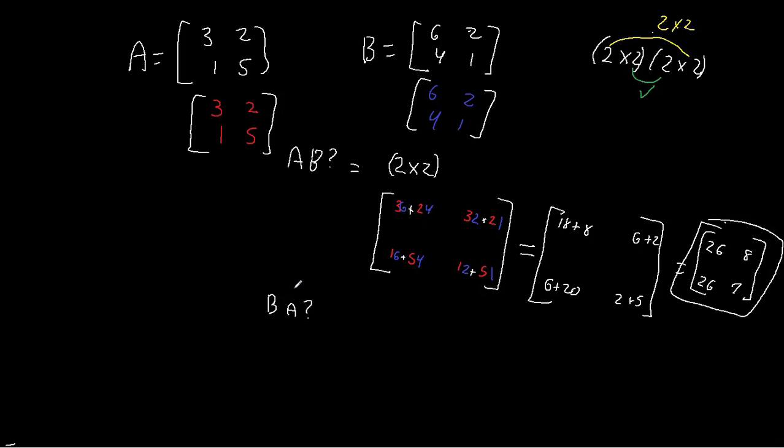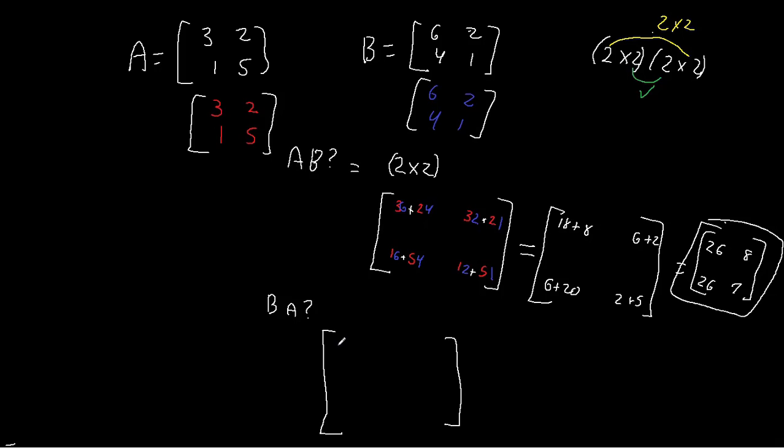B times A, again, 2 by 2 times 2 by 2. In this case, the dimensions are the same, so it is doable. Our output is also going to be a 2 by 2 matrix. Let's do the same thing we did before. But this time, our rows are coming from B, and our columns are coming from A. So hopefully this makes sense.